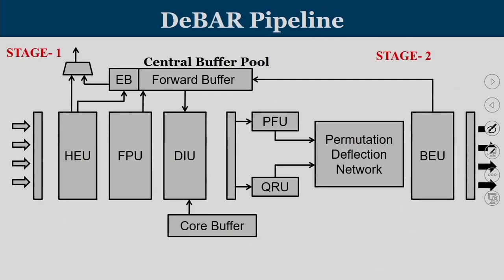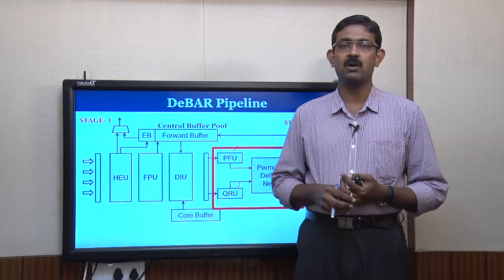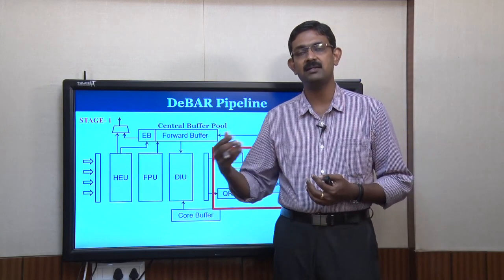Now the next one, we will see about stage 2 of the D-bar pipeline. In stage 2, we have a priority fixing unit, a quadrant routing unit, a buffer eject unit and a permutation deflection network. So first we try to understand what a priority fixing unit is. In the case of CHIPPER, the priority was based upon age. We call it a golden packet. In the case of MinBD, one more level of priority was introduced. So we have a golden packet as well as a silver flit. Silver flit selection was completely random. So a flit that becomes silver in one router may not become silver in the adjacent router.